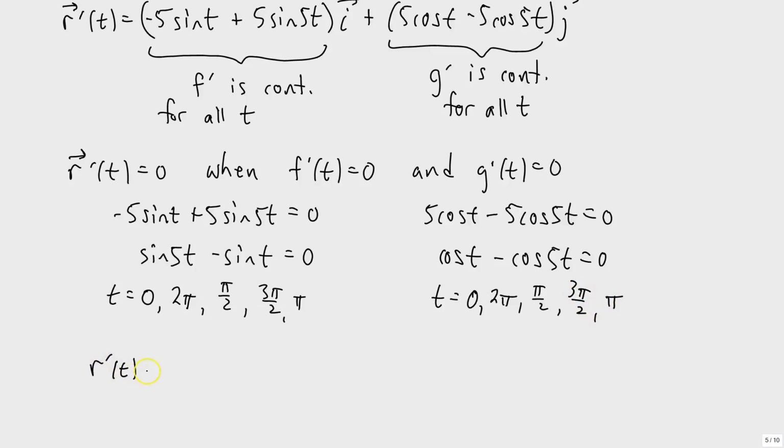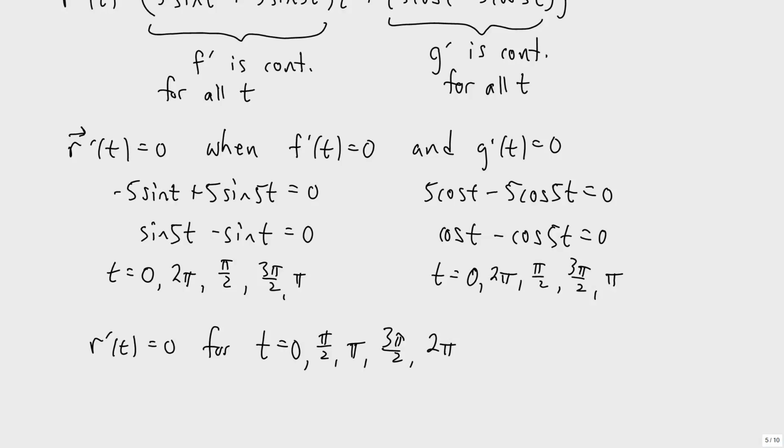So r prime is equal to 0 for, let's see, 0, 2 pi. I guess we go in numerical order. Pi over 2 showed up in both. Pi showed up in both. 3 pi over 2 showed up in both. And 2 pi.